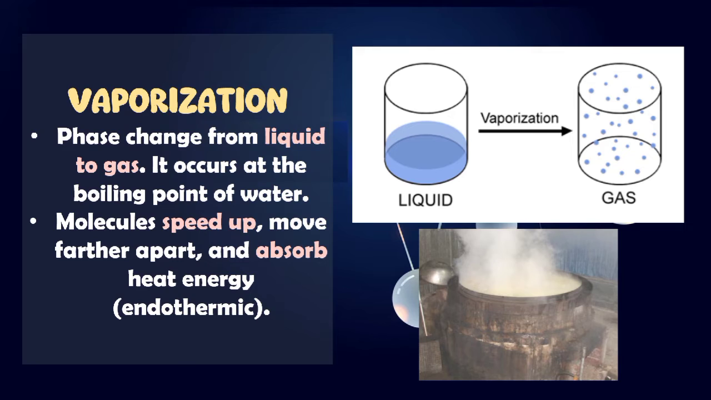Next type is vaporization. Vaporization is the phase change from liquid to gas. It occurs at the boiling point of water, which is 100 degrees Celsius. As vaporization takes place, the molecules speed up, move farther apart, and absorb heat energy from the surroundings. There are other examples aside from water which undergo vaporization. Remember that vaporization does not take place when the boiling point is not reached.